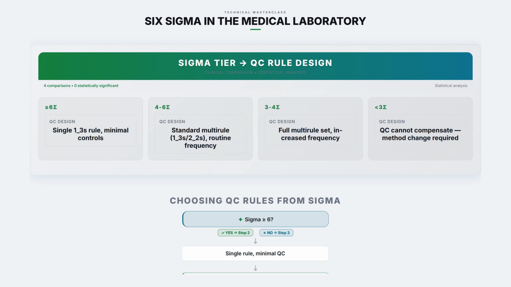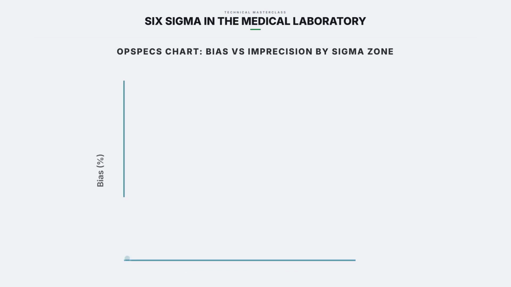The visual tool built specifically for this is the OPSpecs chart, operating specifications, plotting bias on one axis against imprecision on the other, with diagonal boundary lines marking each sigma tier. A method's point falling in the upper right danger zone needs immediate attention regardless of what its individual bias or CV% looked like in isolation.